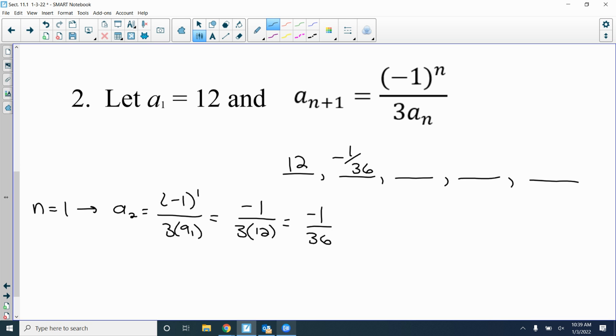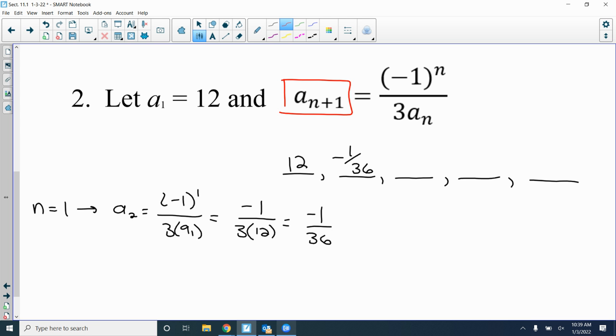Why is n 1 to start out with and not 2, if 12 is the first term? Okay. Because what term are we looking for? We know the first term, right? This is n plus 1. To make that a 2, what does n have to equal?